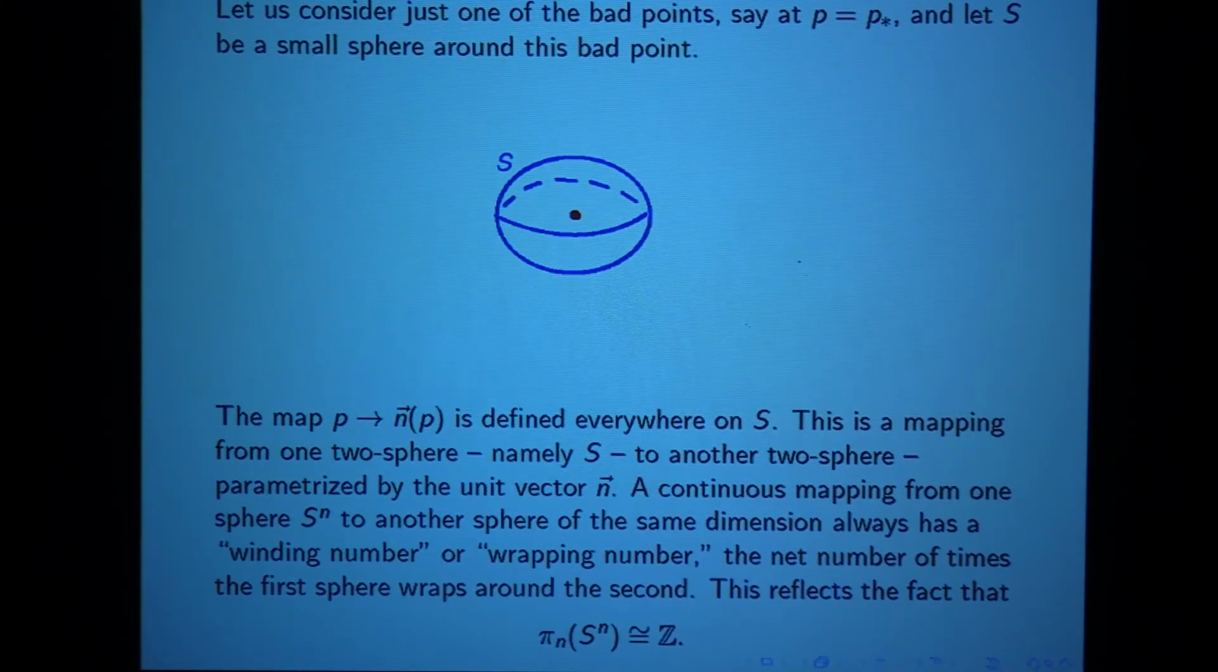But anyway, there's a fundamental integer valued invariant of a mapping from one sphere to another sphere of the same dimension. In this case, we take a sphere around the bad point, and the mapping from P to n of P is a mapping from one sphere to another, and then we have an integer invariant, which is the winding number of one sphere around the other.